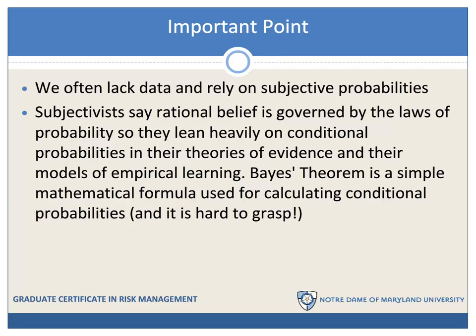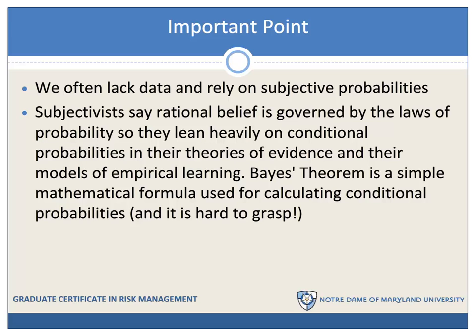So here's an important point to draw from what we've been talking about recently. When we're doing risk assessment, there are a lot of data gaps, so we often lack data. Still, we have to estimate probabilities. So absent empirical data to estimate probabilities, we frequently have to rely on subjective probabilities. That strength of belief idea. Subjectivists, they insist that rational belief is governed by the laws of probability, so they lean very heavily on these conditional probabilities in their theories of evidence and their models of empirical learning.